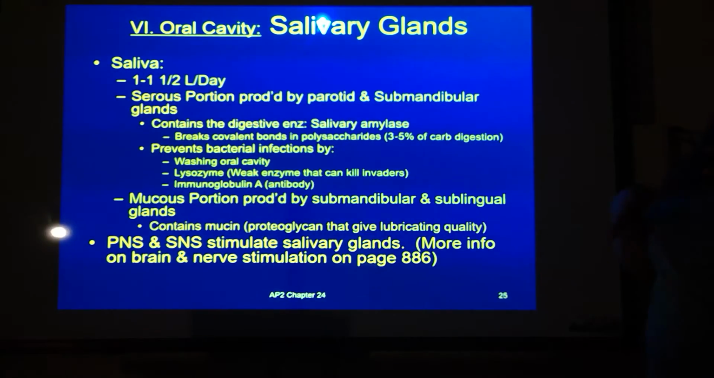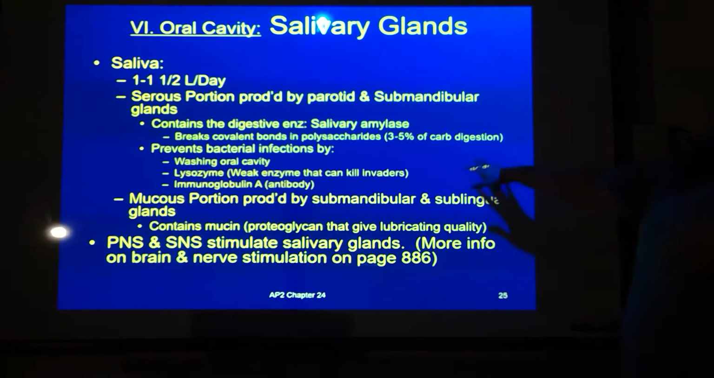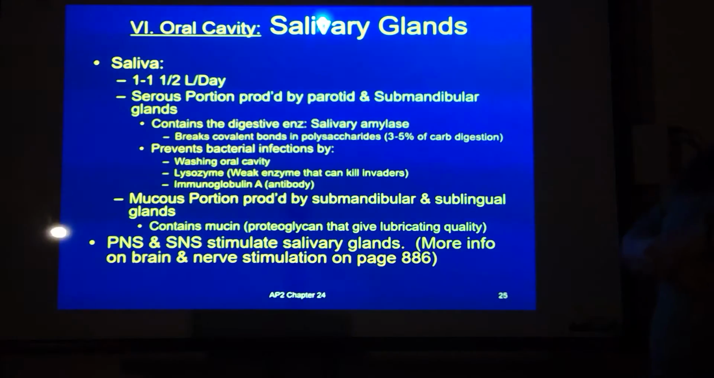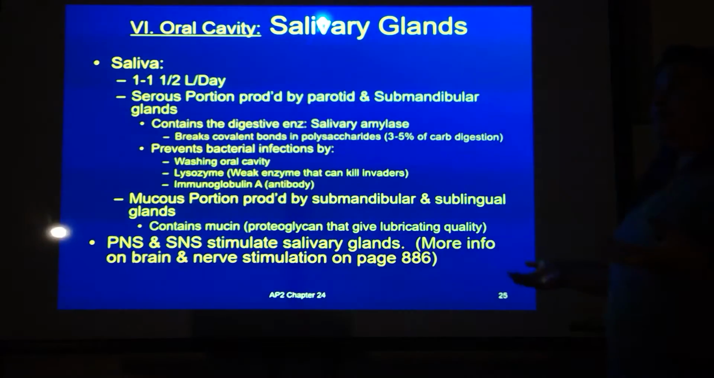Remember, anything ending in ASE is going to be an enzyme. Salivary amylase is going to be a starch enzyme. It breaks the covalent bonds in polysaccharides. It only really does about 3 to 5% of the digestion of carbohydrates, but it still helps.